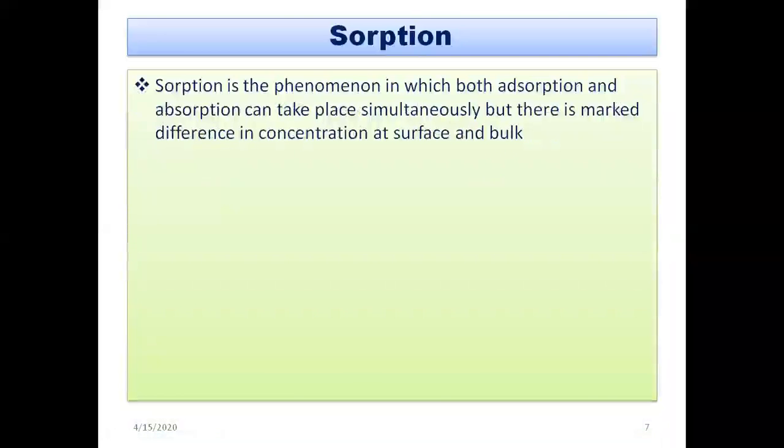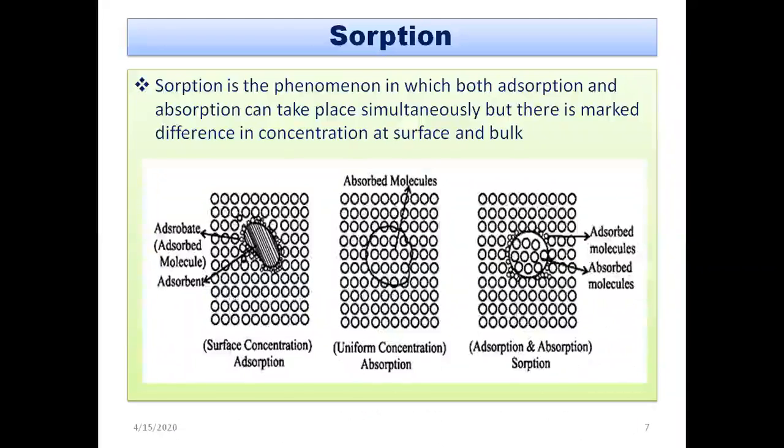Now let us see a special term called sorption. What is this sorption? In the sorption phenomena, both absorption as well as adsorption take place. But how is it different from adsorption or absorption? In sorption, on the surface there are more molecules compared to the bulk, or on the surface there are fewer molecules compared to the bulk. In the additional material, we have given positive sorption and negative sorption. What is positive sorption? Positive sorption means on the surface, the molecules are more. What is negative sorption? On the surface, the molecules are fewer compared to the bulk.